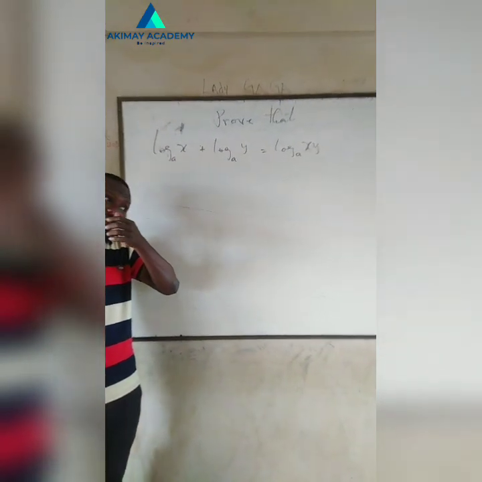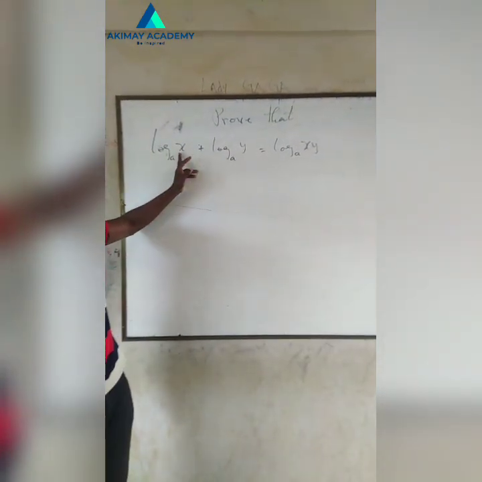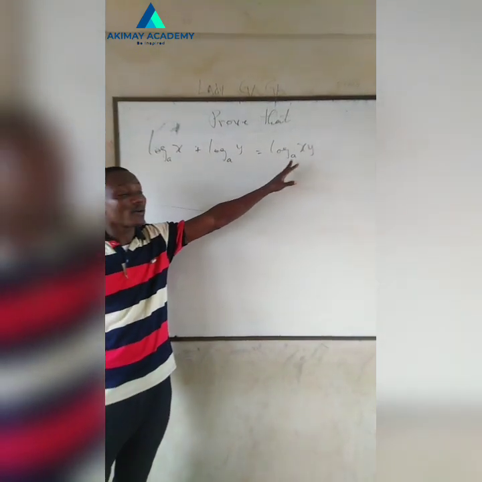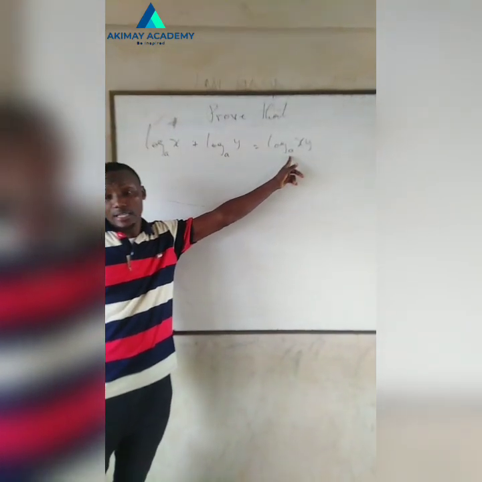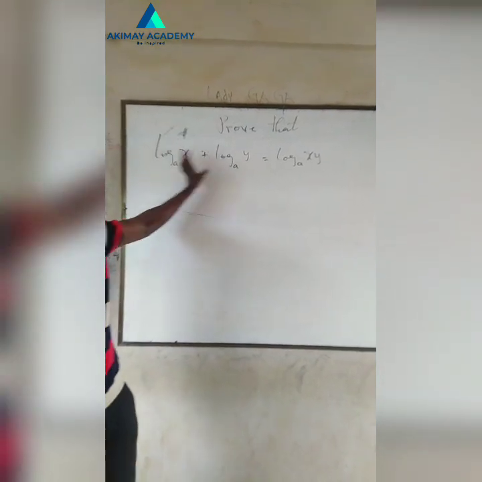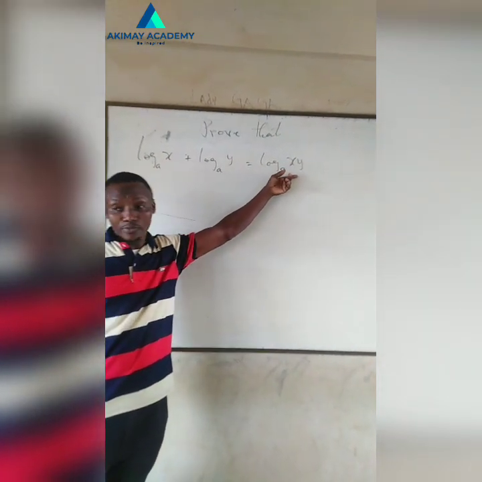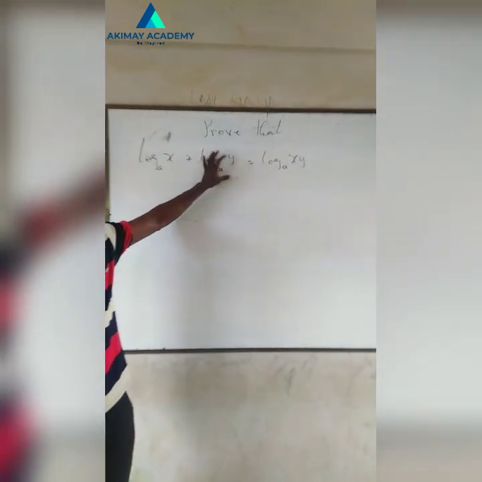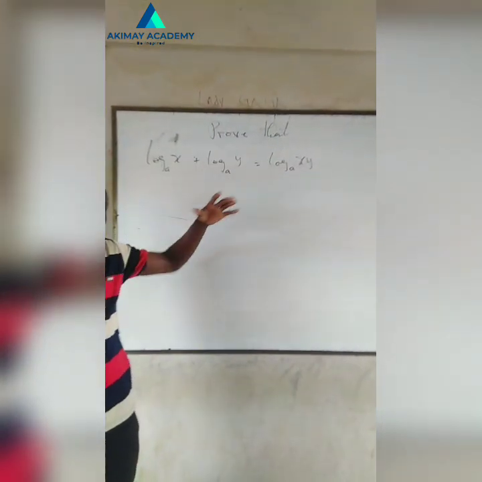Today we are looking at how to prove that log x to the base a plus log y to the base a equals log xy to the base a. Here, the left side is the sum of the two terms, and that's exactly what it means. So what we do is take them individually: the first term, the second term, then after that we add them.